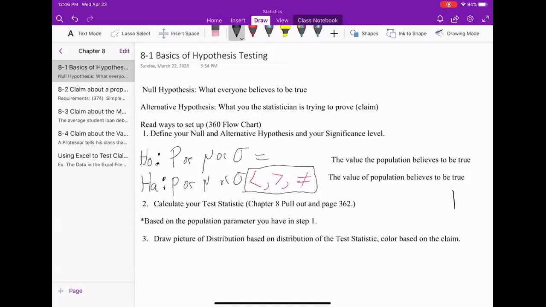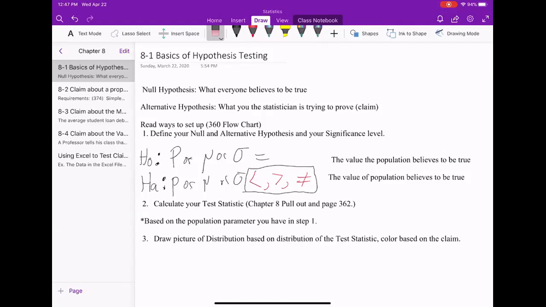Then, step two, calculate your test statistic. So, as always, we go to our lovely pullout. Or if you don't like to use the pullout, go to page 362 in the book, which has them all as well. So you go to your pullout, you find chapter 8, test statistics, one population, and you see there are 1, 2, 3 formulas there that say test statistics, right?